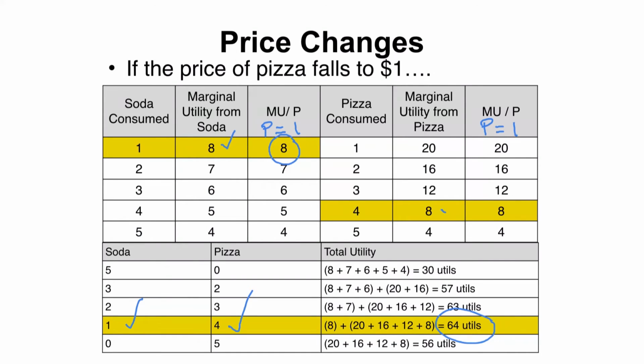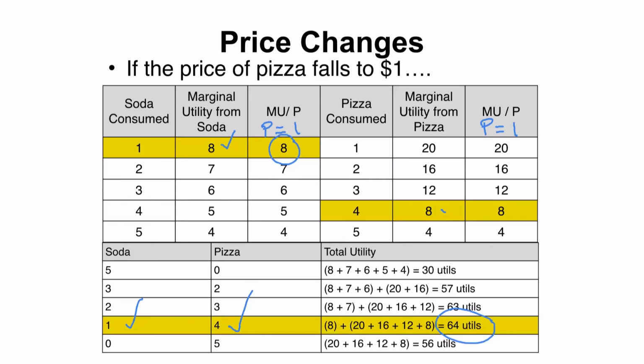Okay, so let's think about what this means. So we've had when the price of pizza is $2, we consume 2 slices of pizza. When the price of pizza is $1, we consume 4 slices of pizza. Both of these points reflect optimal consumption bundles based on our maximizing of satisfaction of utility. So when we have that, we can now determine the demand curve for pizza.